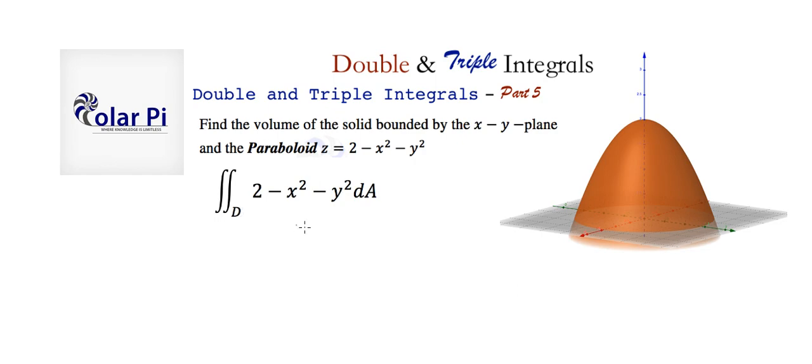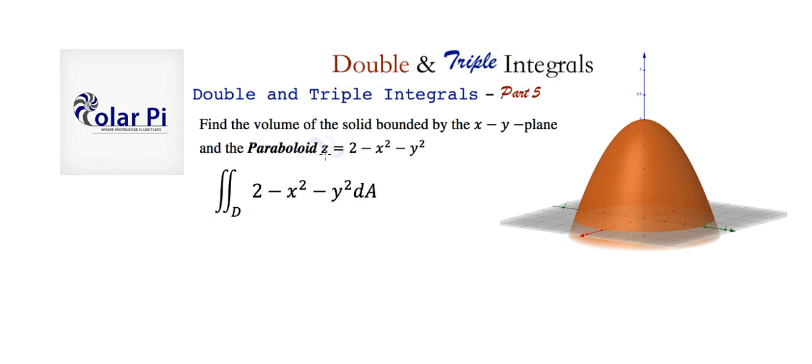Our region D here is going to be the circular bottom of our solid, and the circular bottom of our solid is where the xy plane meets our paraboloid. Since the xy plane is where z is equal to 0, to find the circular bottom of our solid, what we need to do is set z equal to 0. That's because our paraboloid meets the xy plane at the circular bottom, and the xy plane is when z is equal to 0.